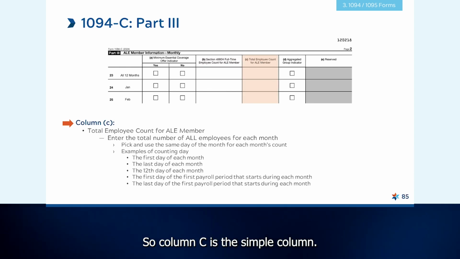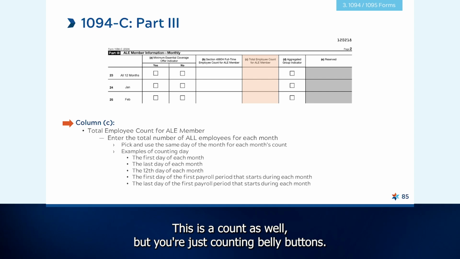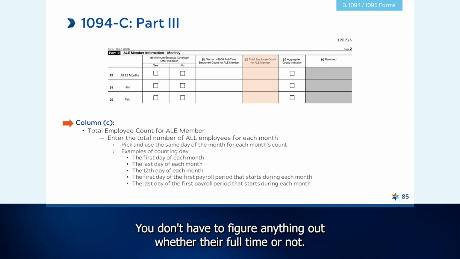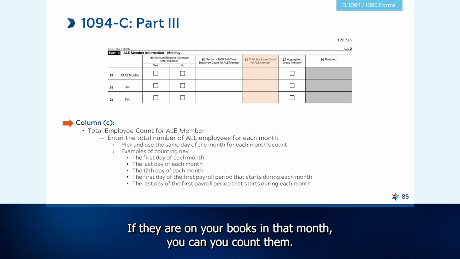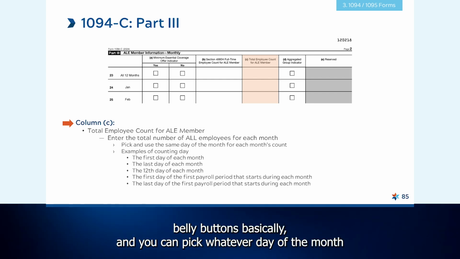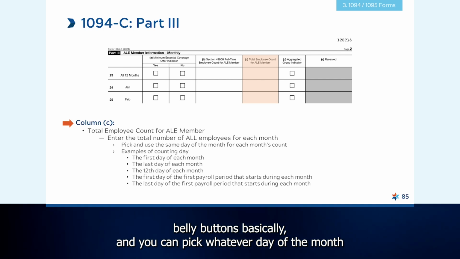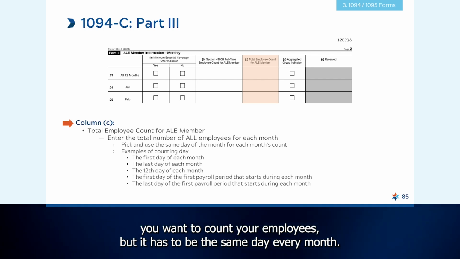So column C is the simple column. This is a count as well, but you're just counting belly buttons. You don't have to figure anything out, whether they're full-time or not. If they are on your books in that month, you count them. So you're counting belly buttons basically, and you can pick whatever day of the month you want to count your employees, but it has to be the same day every month.